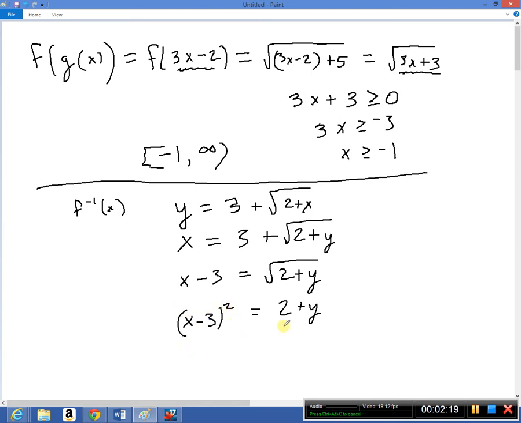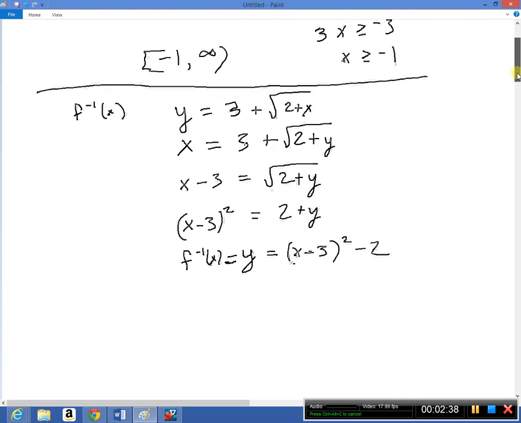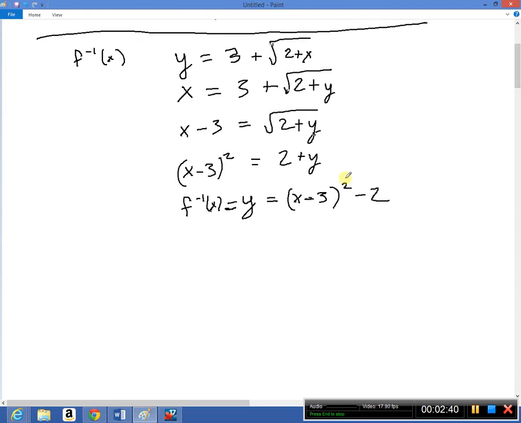And then subtract 2 from both sides, and so your inverse, f inverse, which is y, is going to be x minus 3 squared minus 2. And this is an exam. There's no reason on earth to have to multiply out x minus 3 squared. Just leave it that way. There's not a single reason to multiply that out.